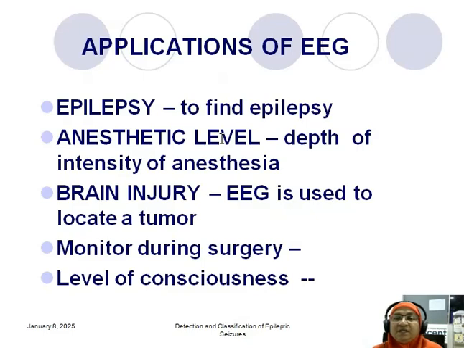Applications of EEG. It is used to find epilepsy. It is used to find the depth of anesthesia, or the anesthetic level. It is used to locate a tumor or during brain injury. After brain injury, the person may develop a tumor, so we can identify the brain injury easily. It is also used to monitor the brain during brain surgery, and you can also find out the level of consciousness of a person.